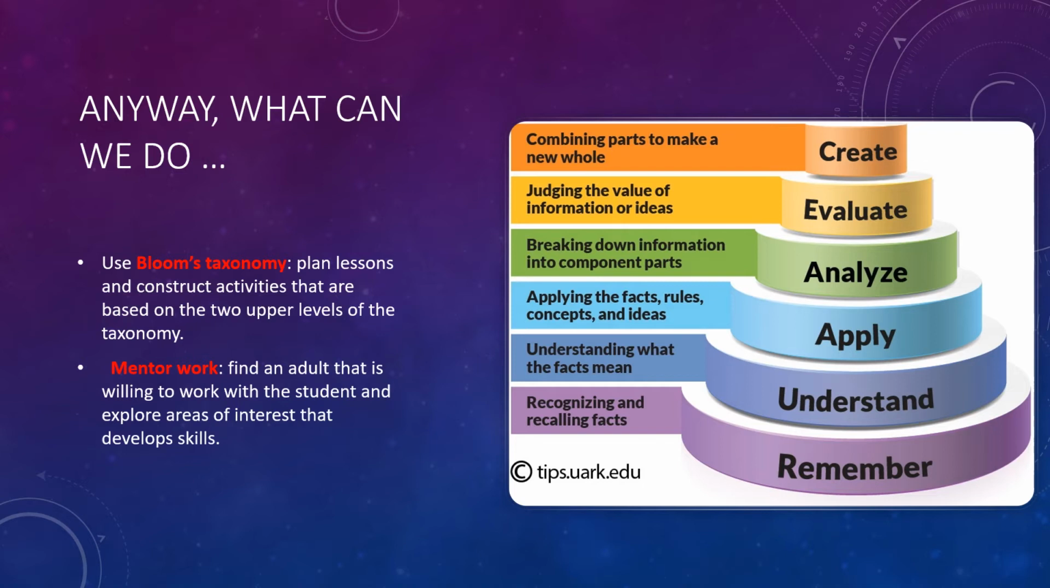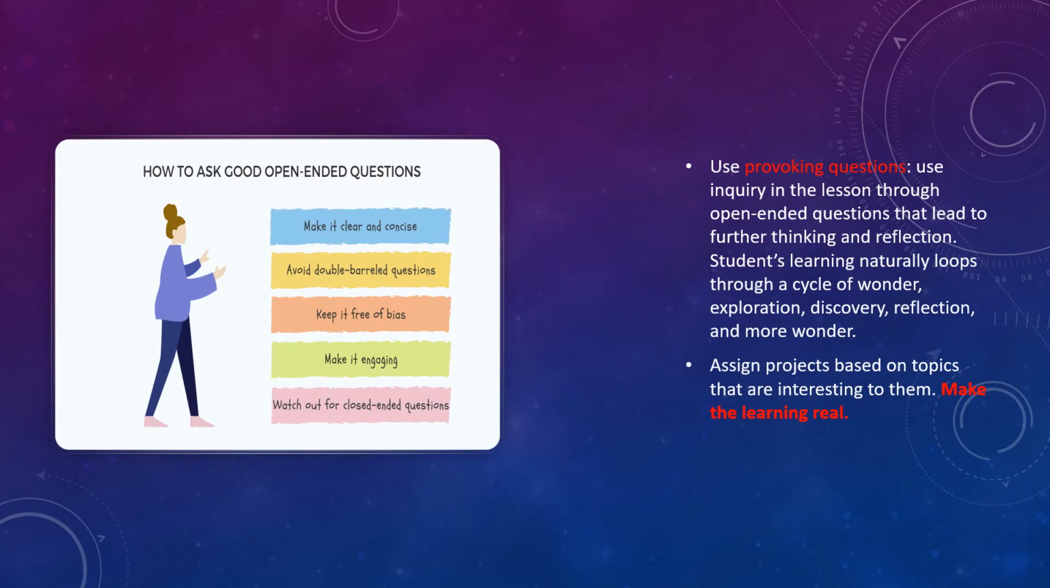A second strategy could be using mentor work. Mentor work means trying to get to know our gifted and talented students. What are their interests? What are the skills that they need to develop to be successful in those interests? And find an adult in the school, parents included. So look at the school community and see to what extent any adult is willing to work with that student to explore certain areas of interest that the student has apart from the classroom. So that can be another nice strategy to be used.